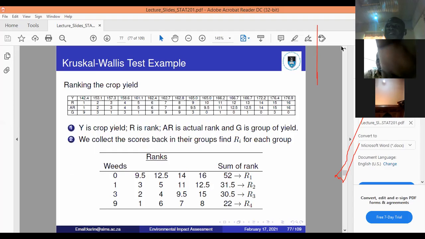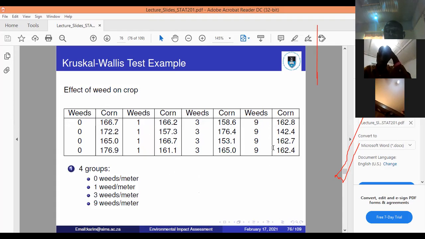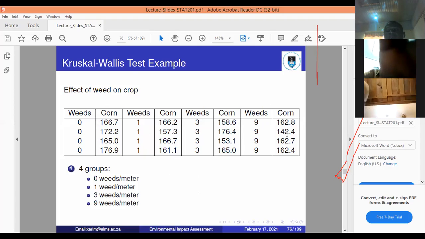So what we do, we have to arrange the data in ascending order. We arrange this data as if they are just one data set, the smallest value first, followed by the next up to the last one. So what is the smallest value in this data set? 142.4 is the smallest value. And what is the largest value?